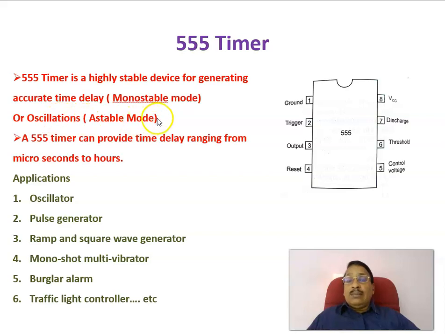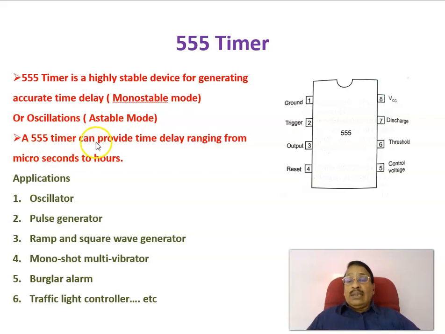It can be used in monostable mode or for oscillation. It can be astable mode. It can produce a continuous square wave, used as an oscillator in astable mode, or it acts as a time delay circuit in the case of monostable mode. And in this presentation, I'll be concentrating on the astable mode of operation of the 555 timer.